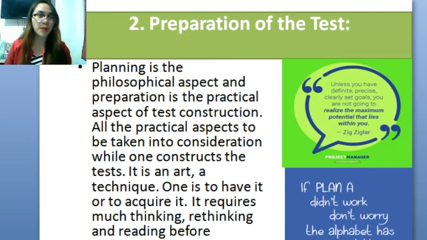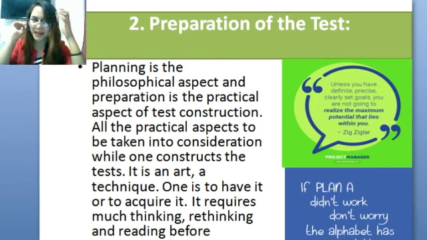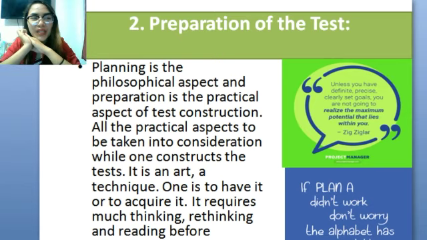And we have to remember na if plan A didn't work, don't worry, the alphabet has 25 more letters. So, pwede ka bang gumawa ng plan A, B, C, D, sobrang dami, 25 letters. But of course, sa realidad naman siguro, hindi naman naaabot sa sobrang daming plan. Minsan, sa plan A, sa plan B, diba? Siguro maximum na yung plan C.